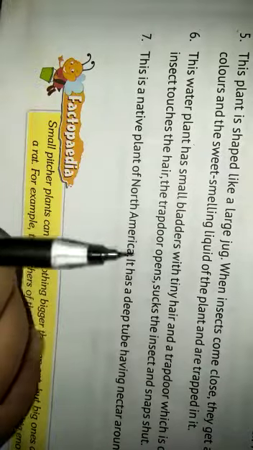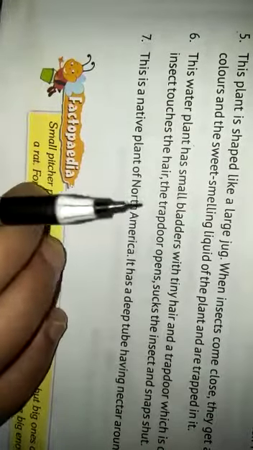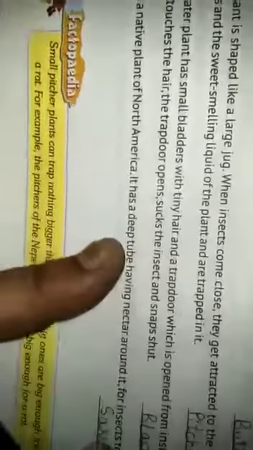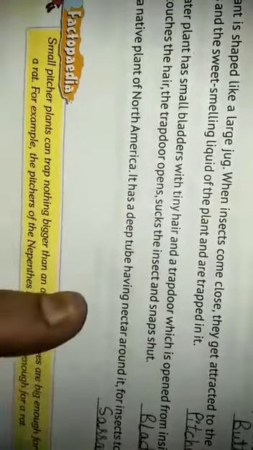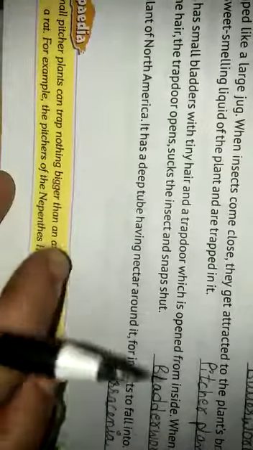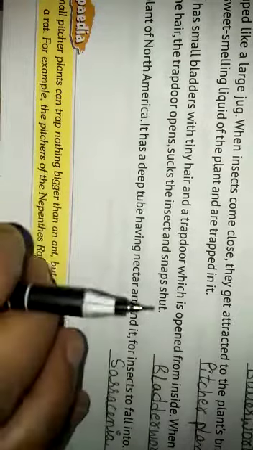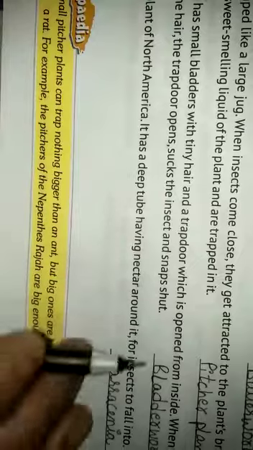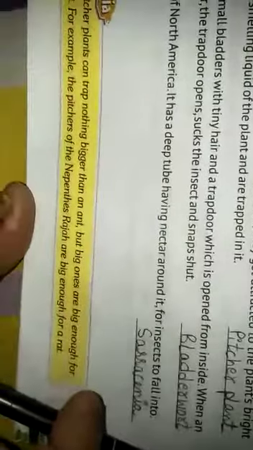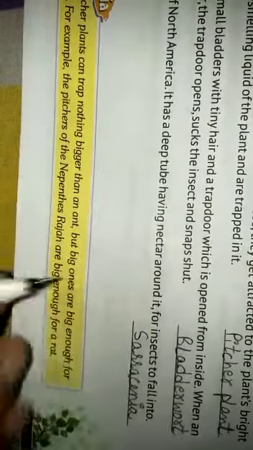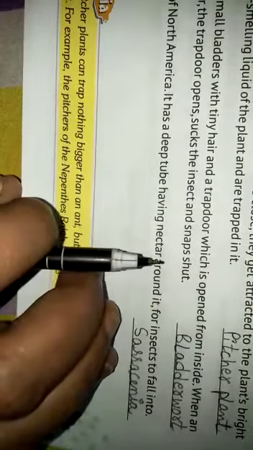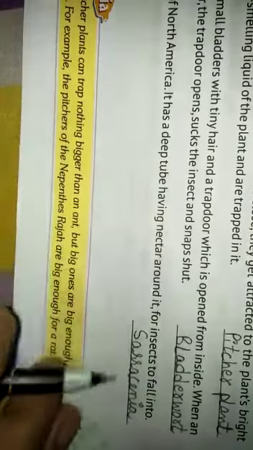Okay children, next number 7. This is a native plant of North America. Okay, it has a deep tube having nectar around it. Means it has a long tube inside which there is nectar for insects to fall into. Why is the nectar there? So that insects enter it to drink the nectar. Okay, so which plant is that?